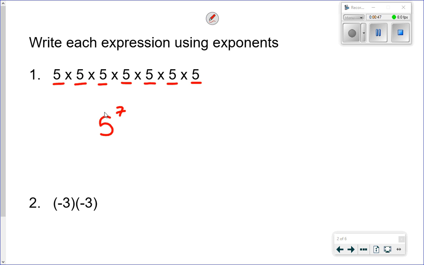So the directions aren't asking you to solve. It just wants us to write our expression using exponents. So 5 to the 7th would be the answer to that problem.